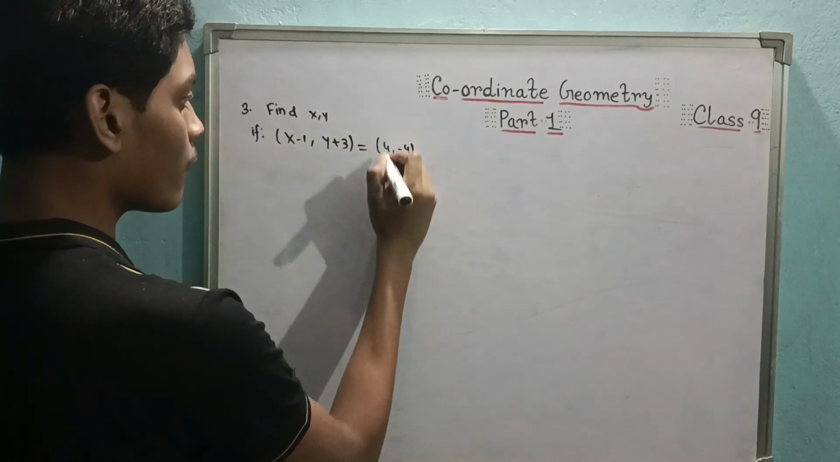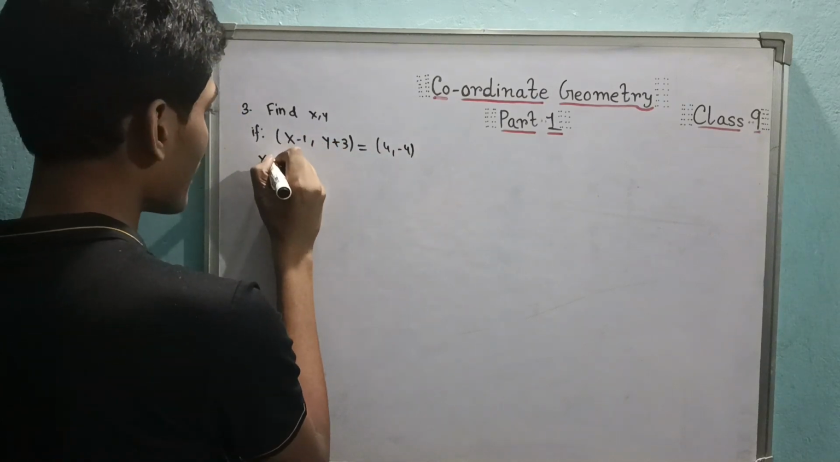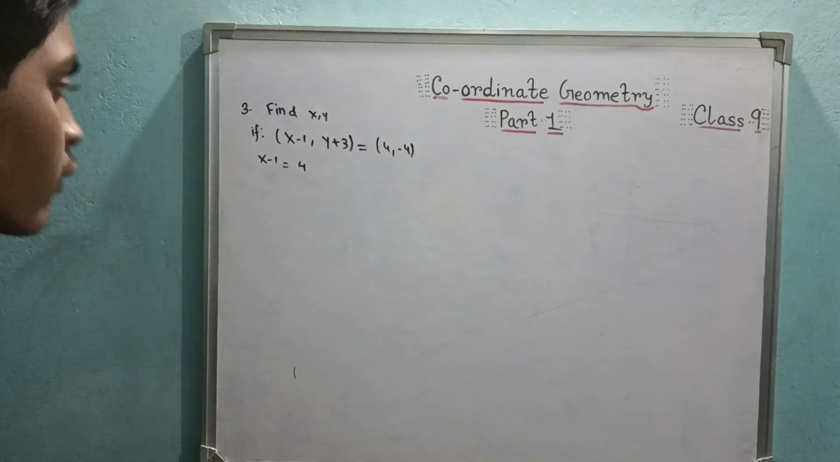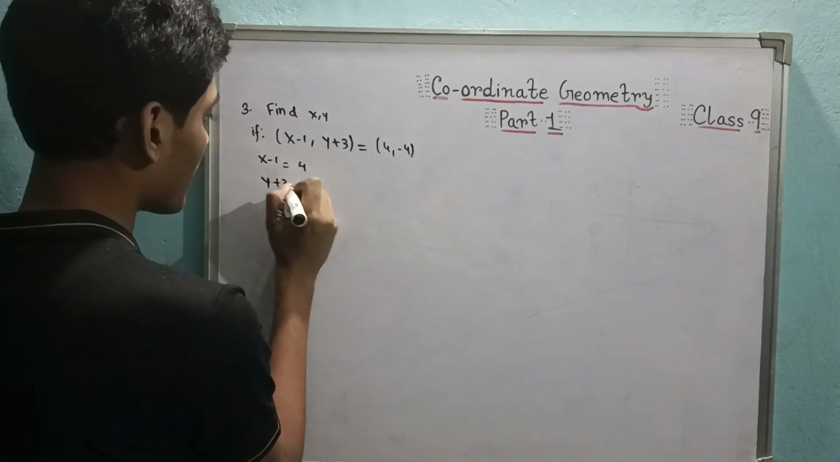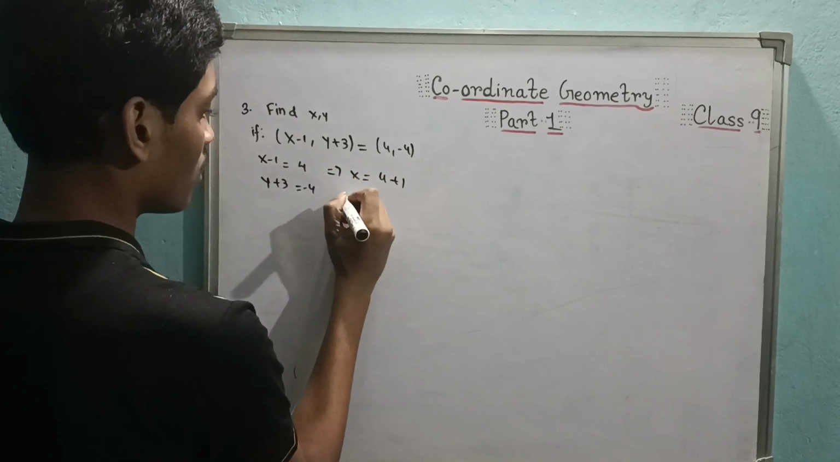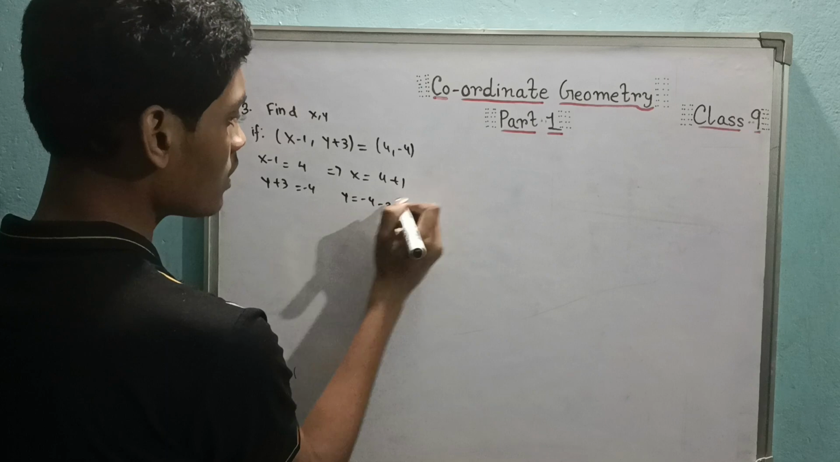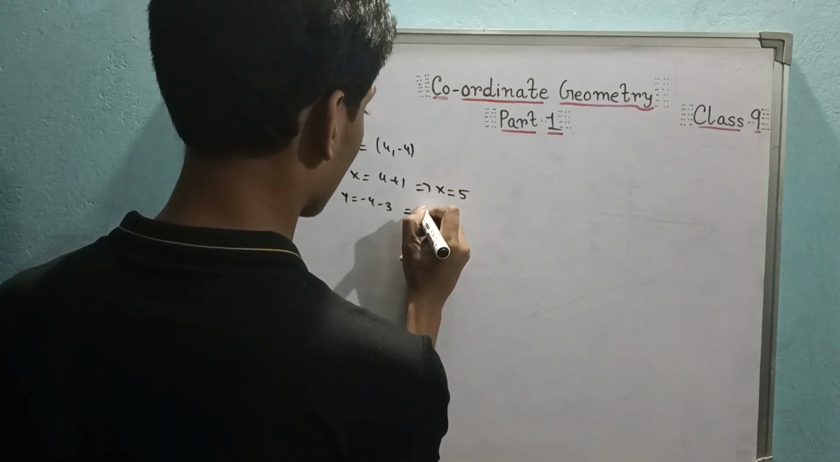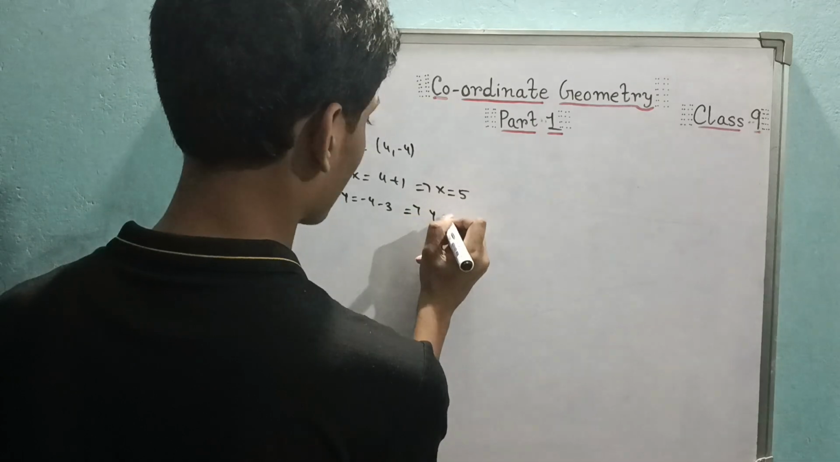x minus 1 and 4 are the abscissas. That is, x minus 1 equal to 4. And the ordinates are y plus 3 and minus 4, so they are also equal: y plus 3 equal to minus 4. Or x equal to 4 plus 1, y equal to minus 4 minus 3. Or x equal to 5, y equal to minus 7.